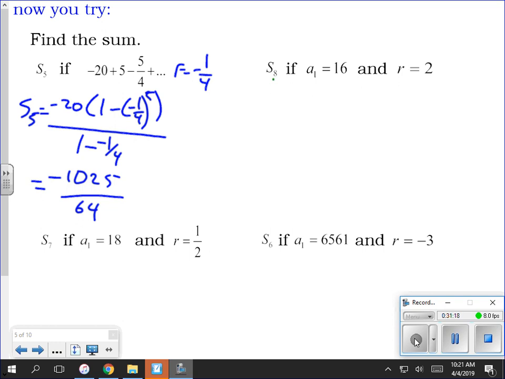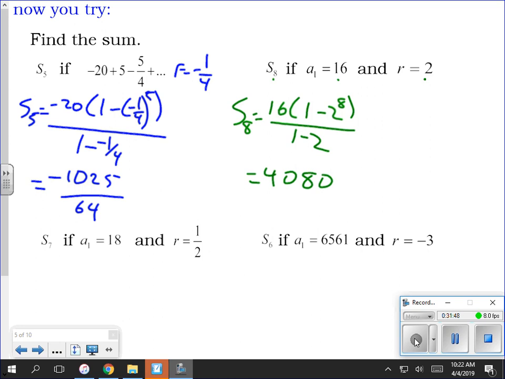This one, I have the first term. I have n. I have r. It's just plugging it in. S sub 8 is 16 times 1 minus 2 to the 8th power, all divided by 1 minus 2. So 1 minus 2 to the 8th times 16. And I get 4080. That's what I get for that one.